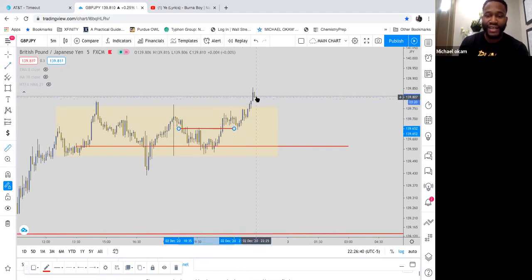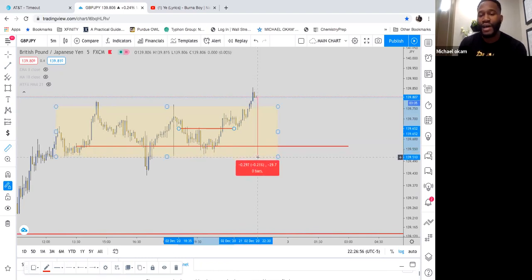But the only thing about GJ, guys, this stuff spikes, man. I don't want to enter right here because this thing might pull back down. You have to put your stop loss right here. So if you want to take this buy order, I would recommend your stop loss to be here. And this is 29 pips. I don't do 29 pips. That's too much. Do like 10 to 15. It's too much.